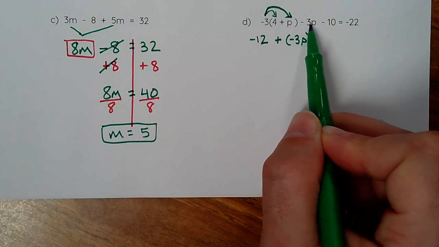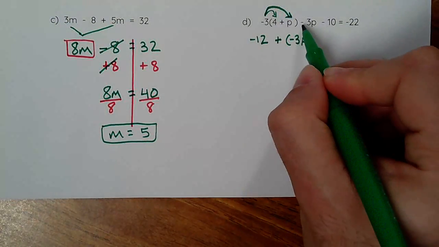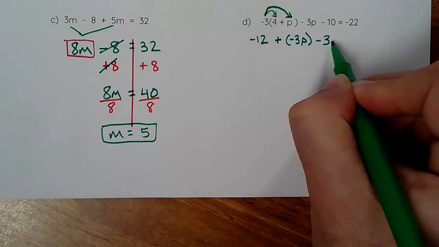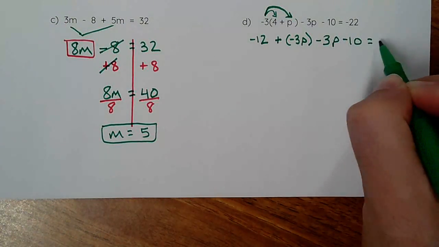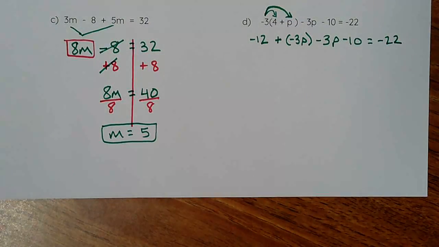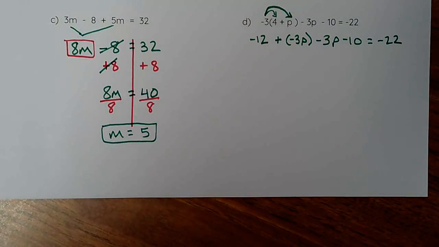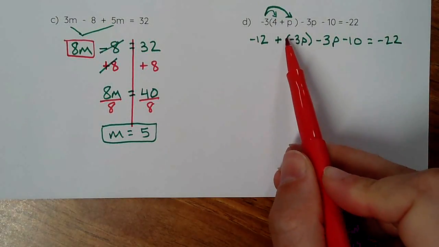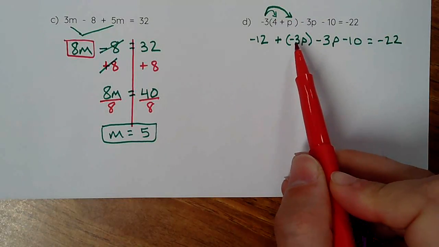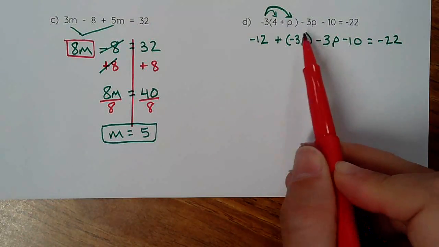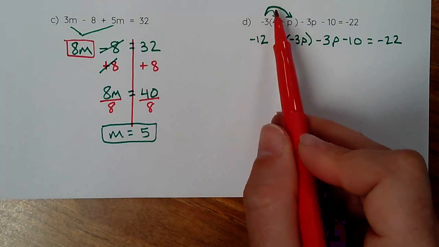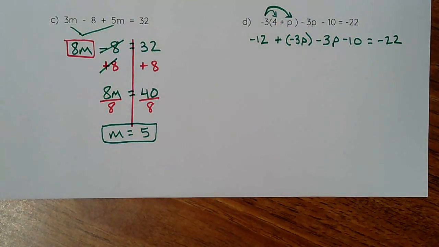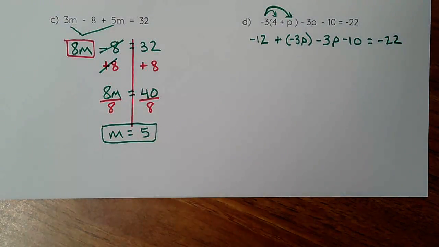So I'm just going to rewrite the rest of the problem at the end. So minus 3p, minus 10 equals negative 22. Now my distribution is gone. If you're thinking, oh, what about these parentheses? Well, these parentheses are just helping me keep track of this negative. They're not representing distributive property because I don't have anything outside the parentheses that's being multiplied by things in the parentheses. So we are okay to combine like terms.